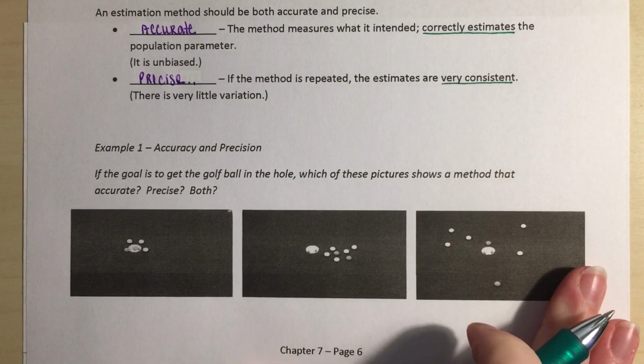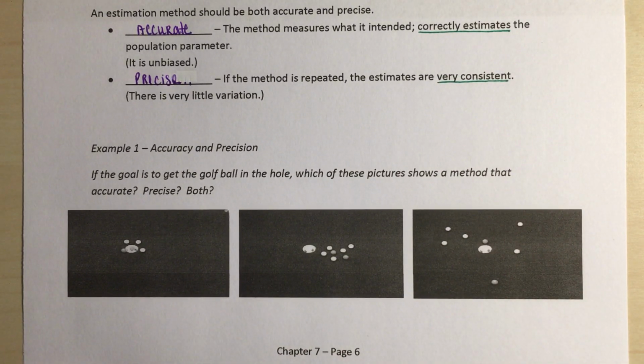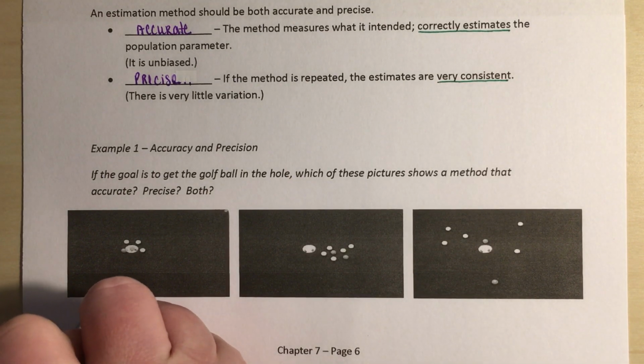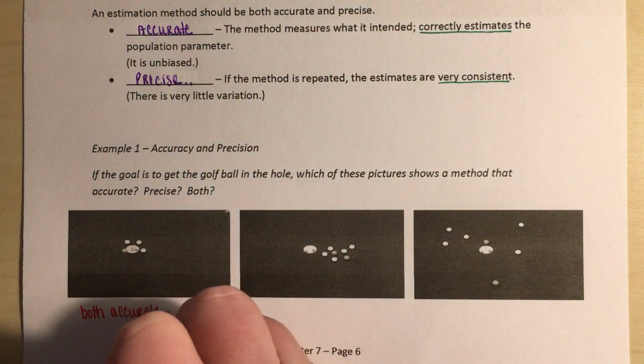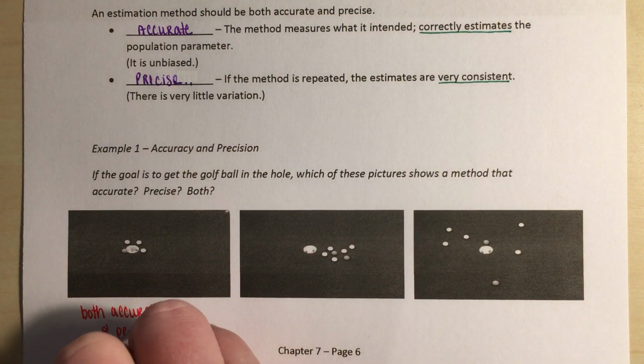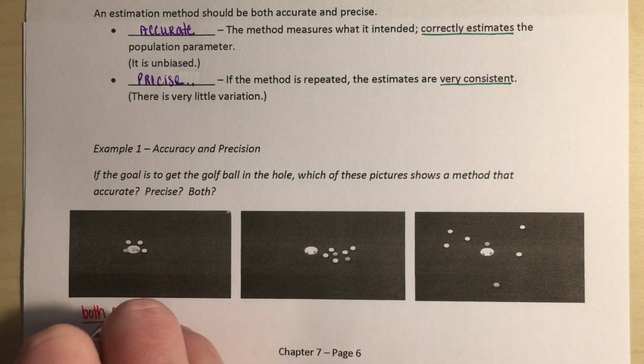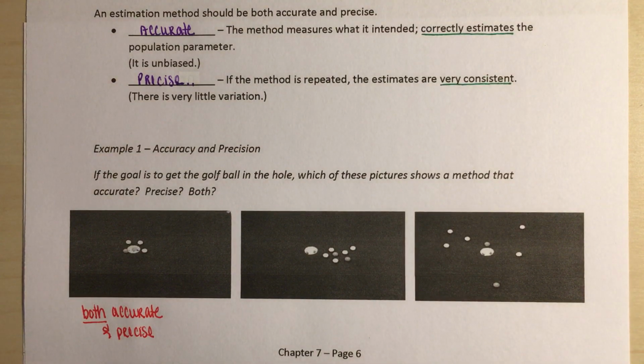Okay, so at the bottom here we have 3 images. If the goal is to get the golf ball in the hole, which of these pictures shows a method that is accurate, precise, and both? All right, so if we look at the first one, our hole being the larger white circle in the middle of all of these. This one shows both accurate and precise. Right, it is accurate because the aim is close to the hole, and it is precise because there's very little variation, right? They aren't very spread out.